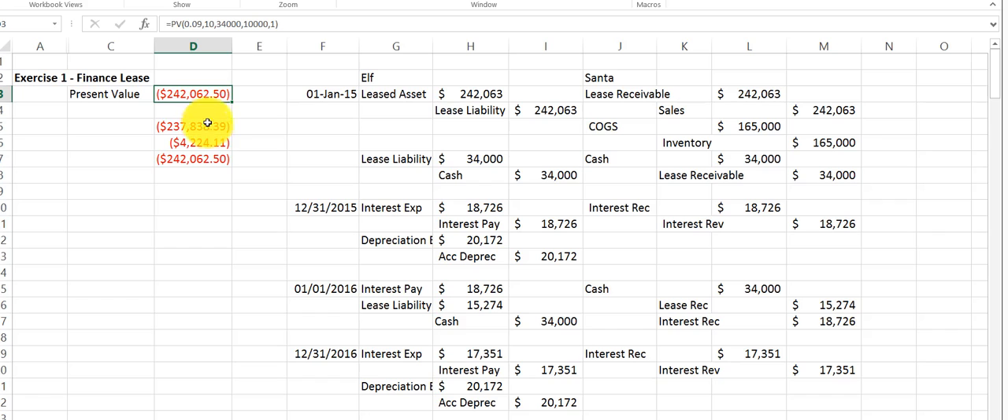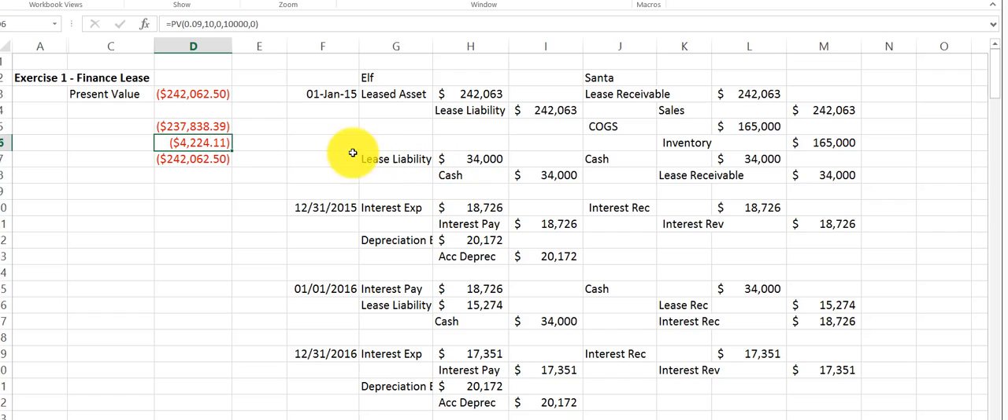That gives us 242. You can also see down here I did it in 2 steps by doing the payments in one and then the present value of just the 10,000 separate and then adding them together. So this is just a longer way to do it, just in case that makes more sense. So once we have that amount, we can record our lease. ELF records it as an asset and a liability. Santa, this is a sales type lease, records it as a lease receivable, and sales mentions that the cost to Santa was $165. That's what they're carrying it for in inventory. So you also record inventory and cost of goods sold.